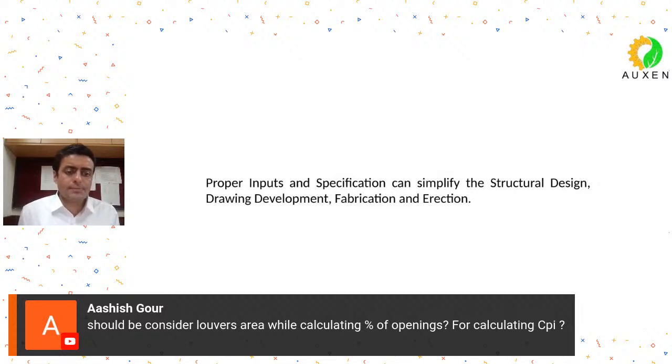So his question is, should we consider the area of louvers in calculations of CPI, because these louvers are adjustable? We can open these louvers, we can keep them closed. So should we consider the area? I personally don't calculate the louver area. Why unnecessarily calculate higher CPIs? But yes, this is a subjective question. You may take it, you may not take it. I don't take the louver area in openings.